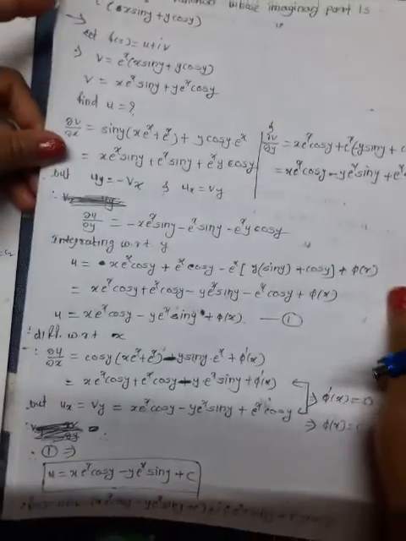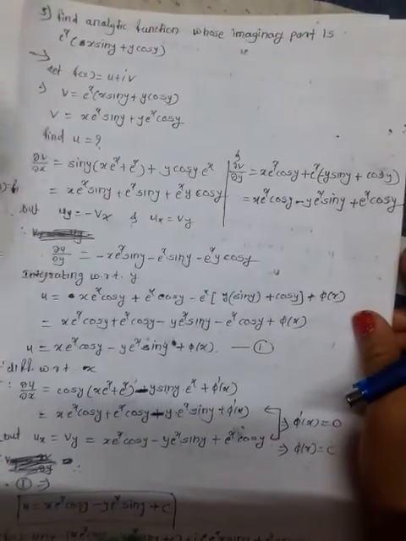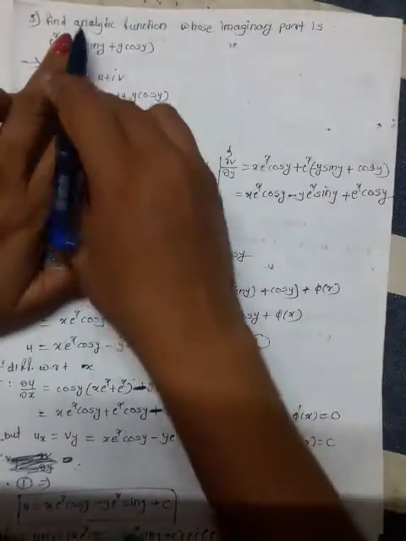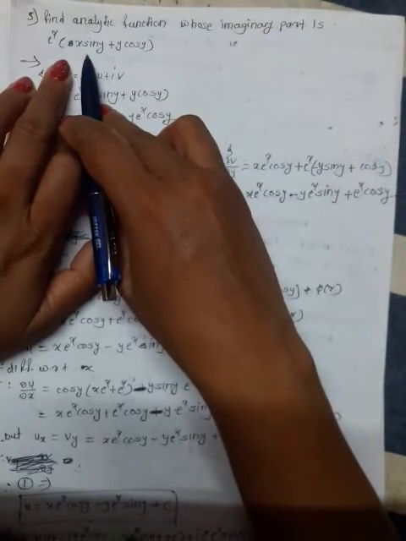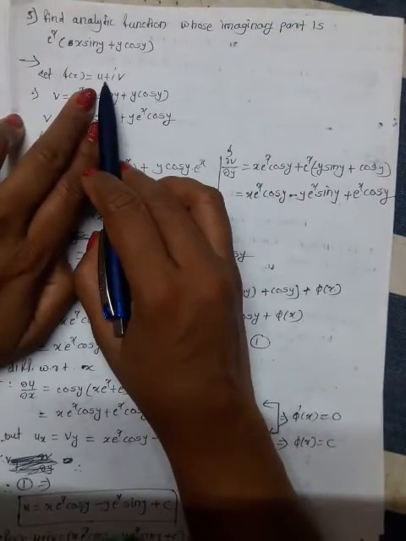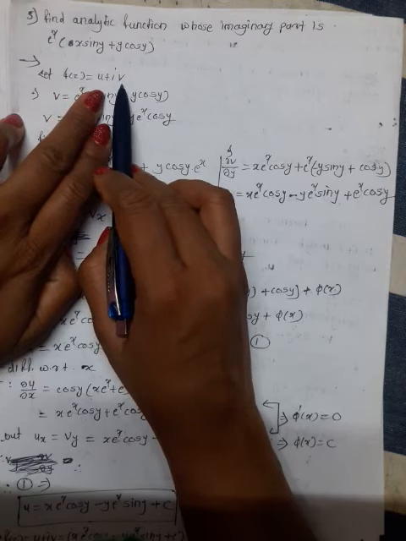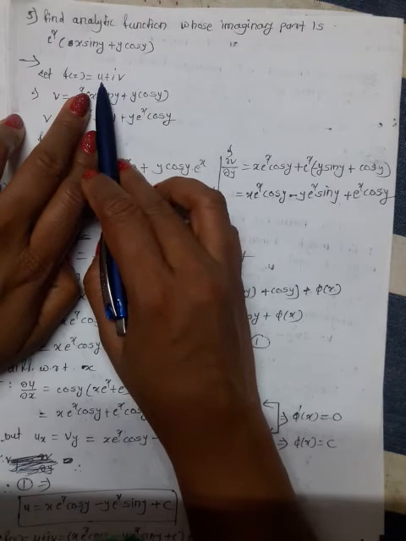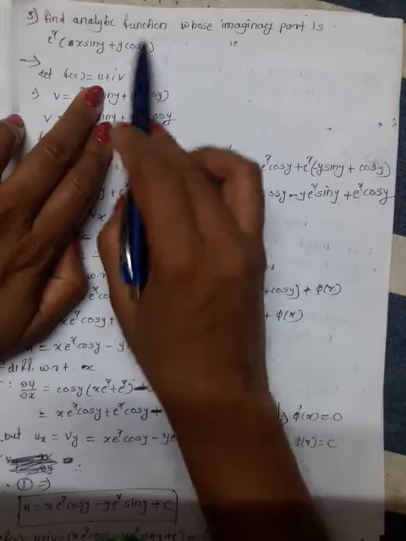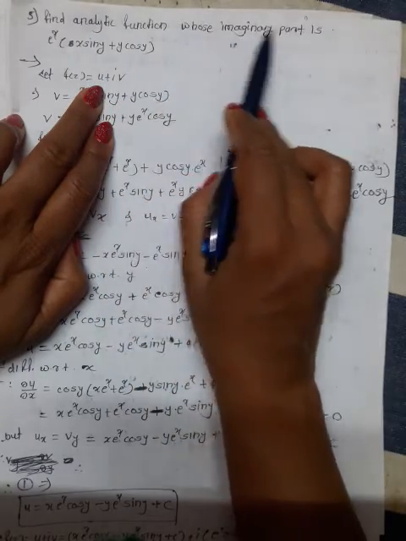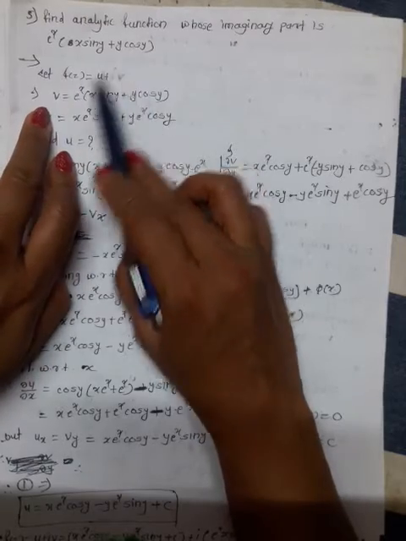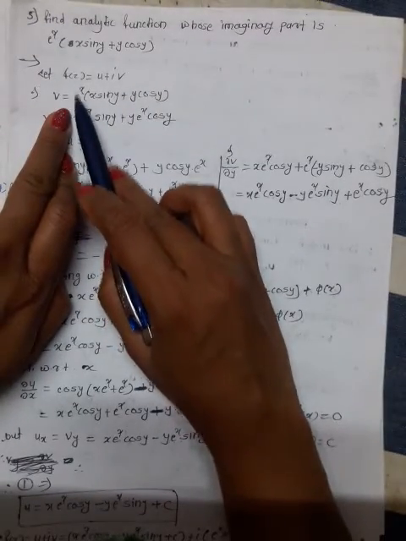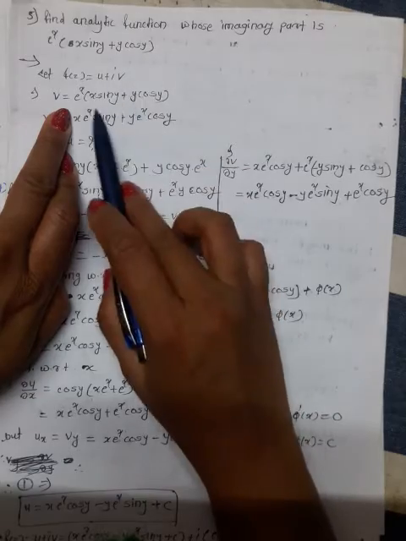Let us see such types of examples more. Find the analytical function whose imaginary part is this. Now what is our function? Let f of z is equal to the analytical function, that is u plus iv. This is the real part, this is the imaginary part. Find the analytical function whose imaginary part is given, that means v is given, and let v is equal to e raised to x, x sin y plus y. This is given.